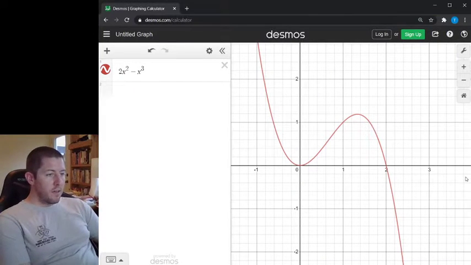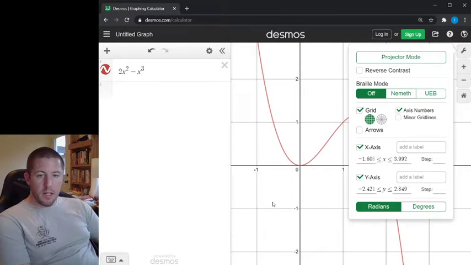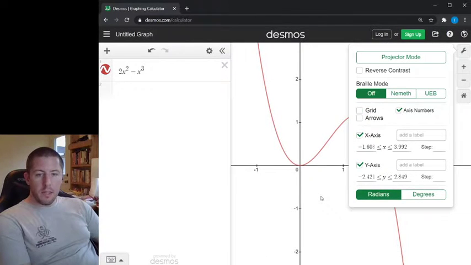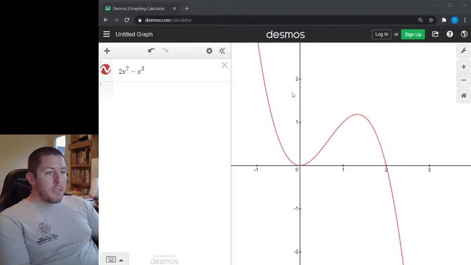So back over to Desmos. I kind of have this sitting right where I want it here. I'm just going to go ahead and get rid of those minor grid lines right there. And honestly, do I even need the grid at all? I think I'm good with just a blank picture. Let me snip this guy.